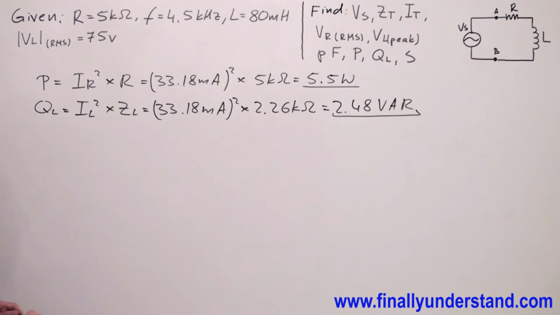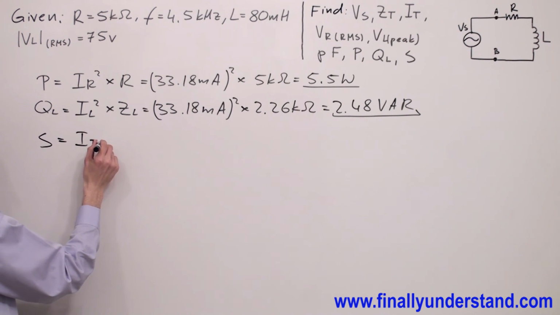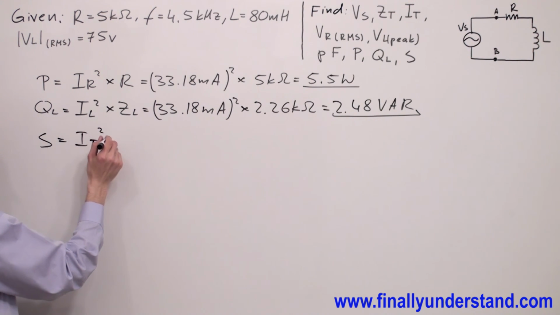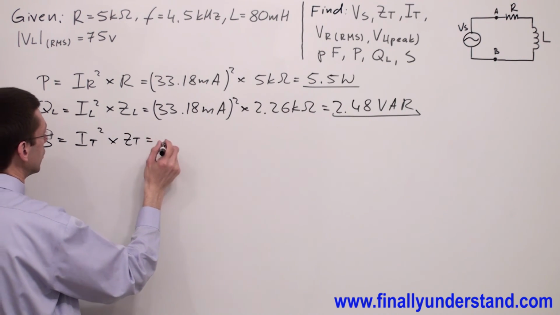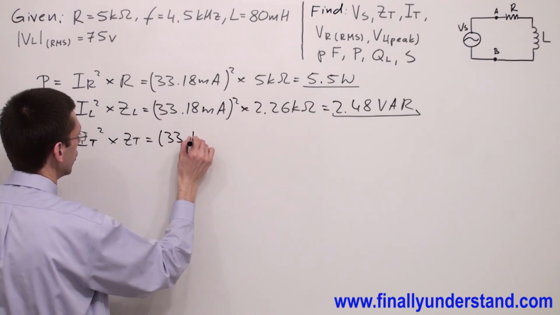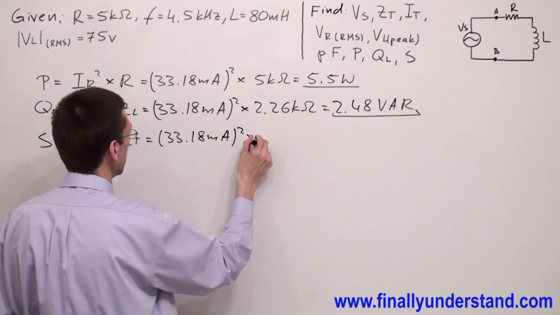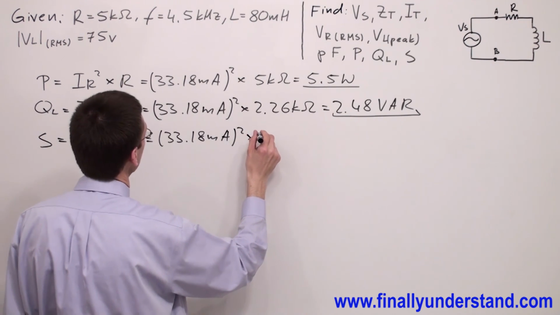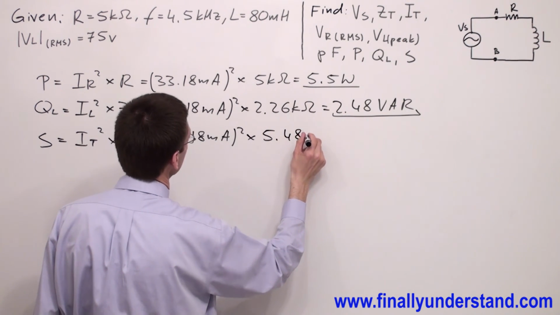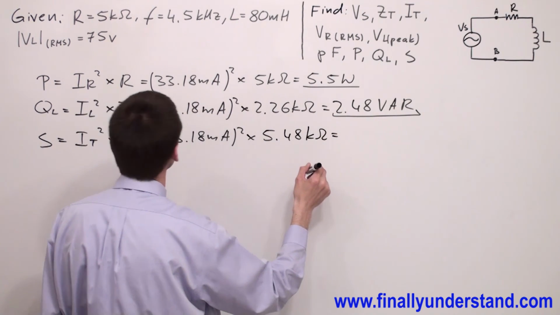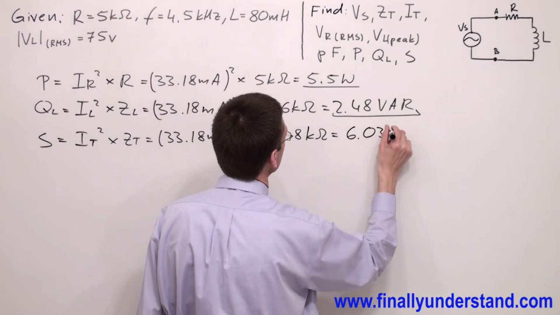Next, we're supposed to find the apparent power. S is equal to I total squared times Z total, which is equal to 33.18 milliamps raised to the second power times Z total, which is equal to 5.48 kilo ohms. This is equal to 6.03 volt amp.